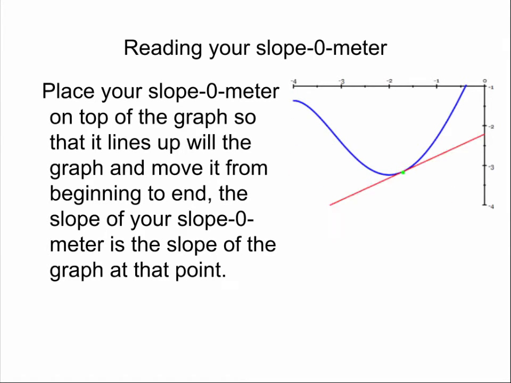So if you place your handy-dandy slopometer on top of the graph, like the red line is on top of the blue line, the blue curve, so that it lines up with the graph, and move it from the beginning of the graph to the end of the graph, the slope of the red line, your pencil, is the slope of the blue graph at that point.